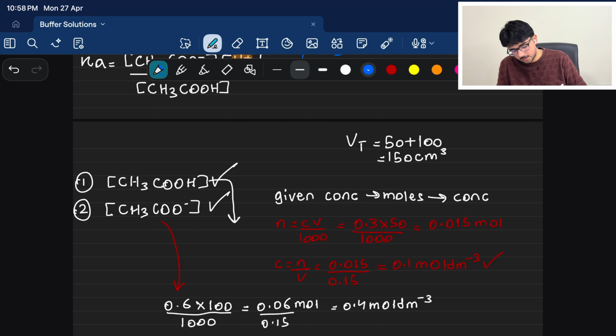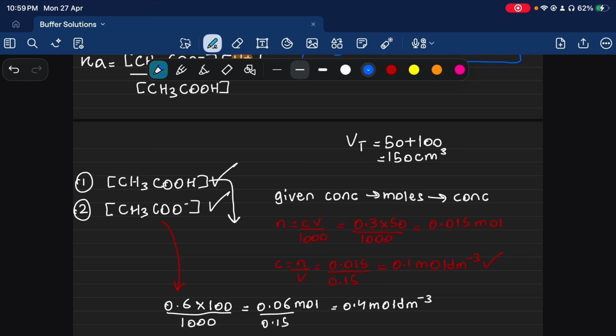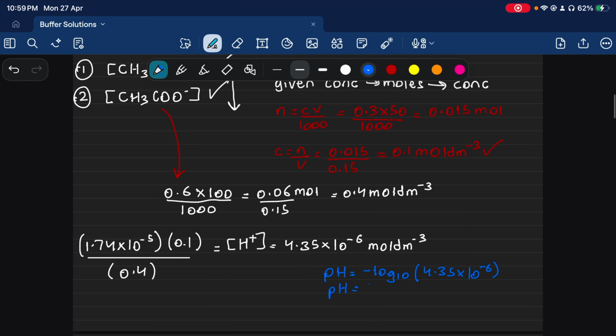So, last step, write the concentration of the proton in the pH formula. So, 4.35 times 10 power minus 6. And the pH, let's see what this becomes equal to. This is equal to 5.36.